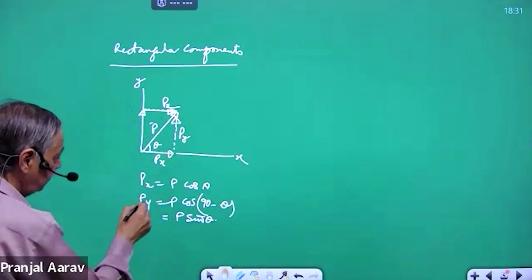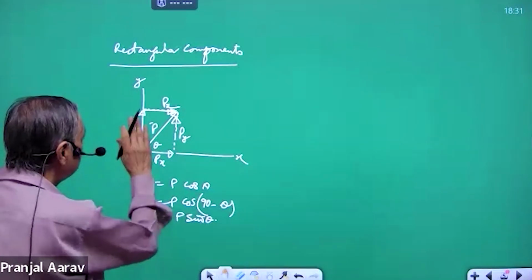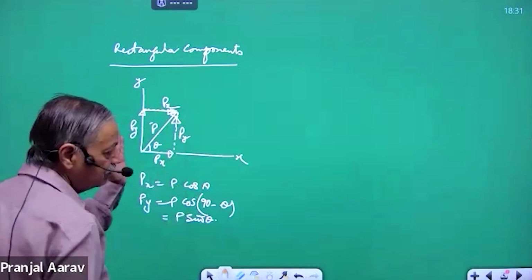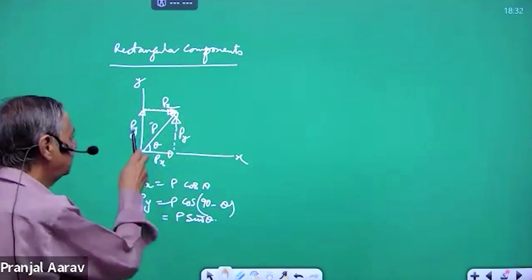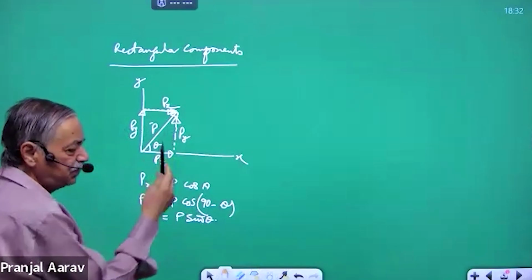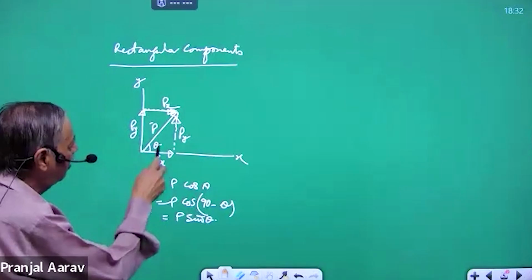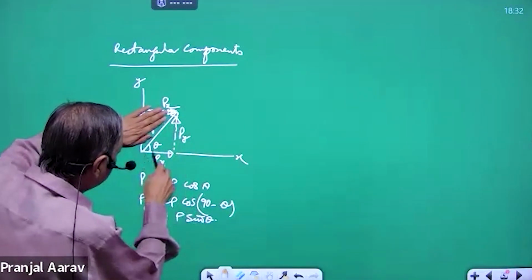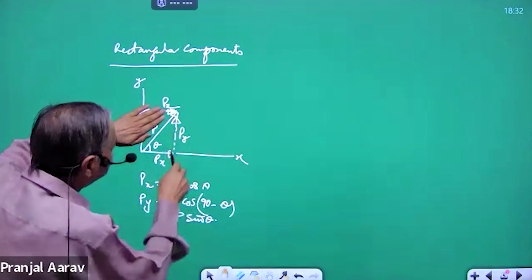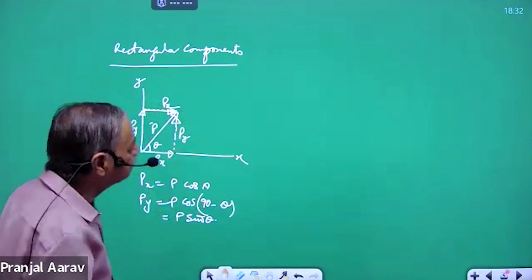This is P cos theta, Py is P sin theta. I give a name Py. Py and Py, they are the same thing. Only direction has shifted. Nothing has changed between this Py and this Py. So I can write this is P sin theta or this is P sin theta. That you can see here itself. In the triangle, base is cos theta, perpendicular is sin theta, and this is hypotenuse.